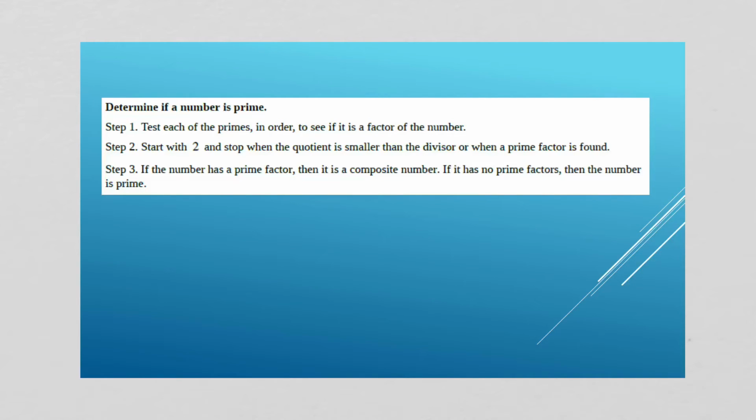Here's how you test to see if a number is prime. You test each of the primes in order to see if it is a factor of the number. Start with 2, stop when the quotient is smaller than the divisor. The other way, and let me just tell you this is a lot quicker, is you can Google list of prime numbers. I know that's kind of cheating, but let's use what is necessary for today's world, and having to figure out if a number is prime this way on this page is tedious.